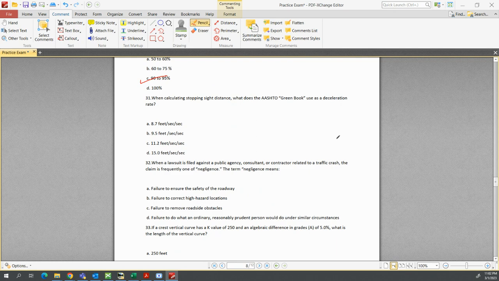So the next question is, when calculating stopping sight distance, what does the AASHTO Green Book use as a deceleration rate? The AASHTO Green Book uses 11.2 feet per second squared. But you need to remember one more thing. The ITE book uses a different value, which you will find when you calculate the change interval, basically.